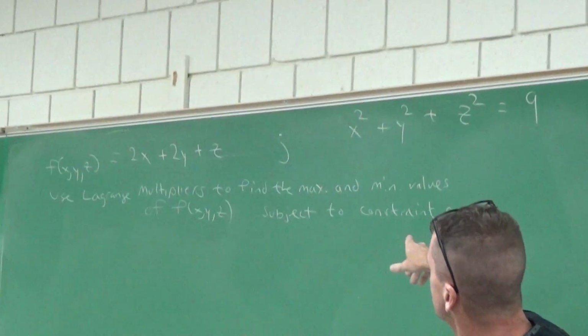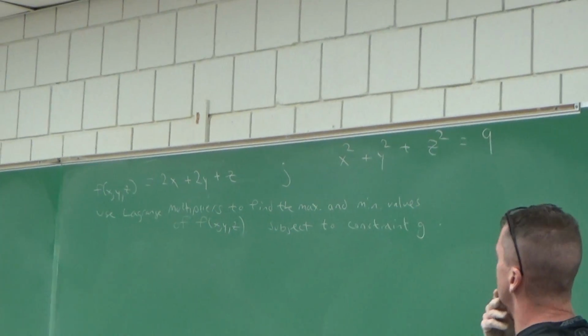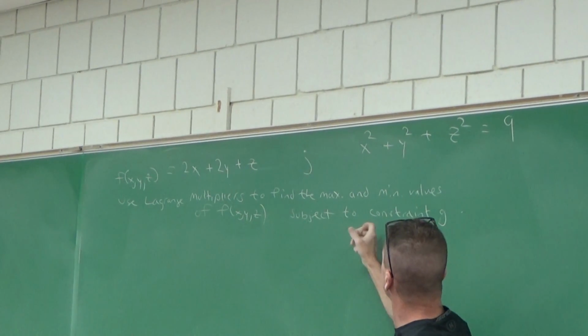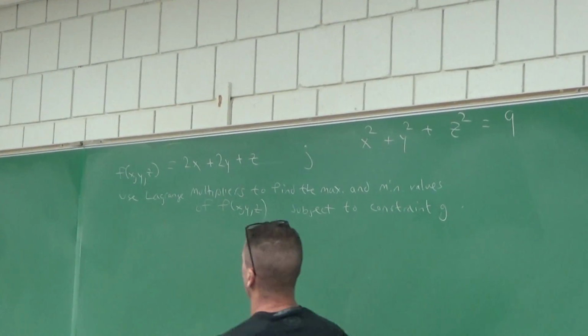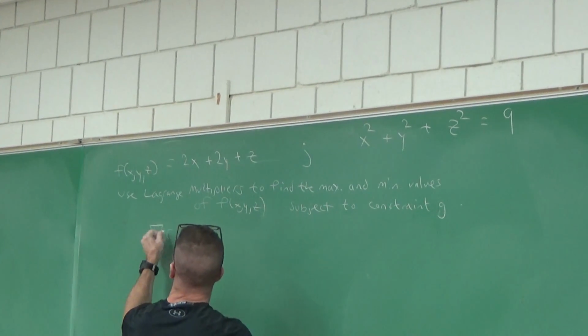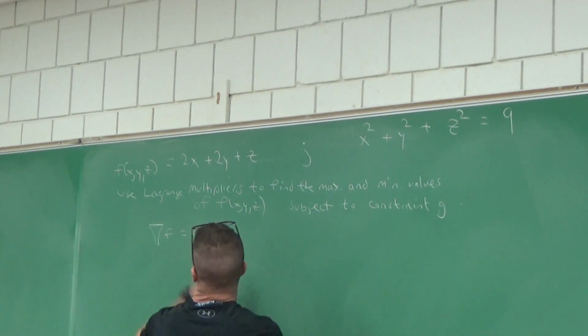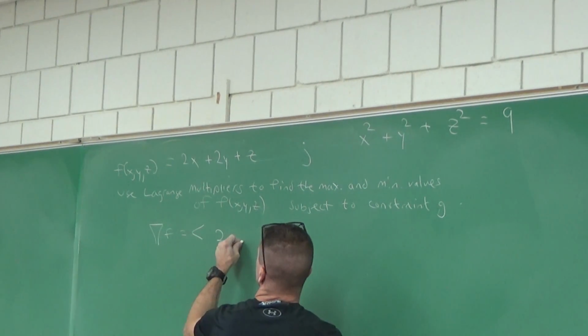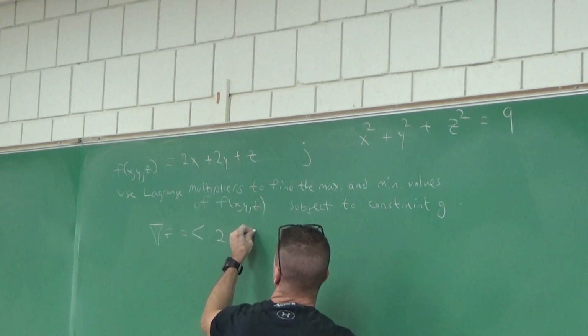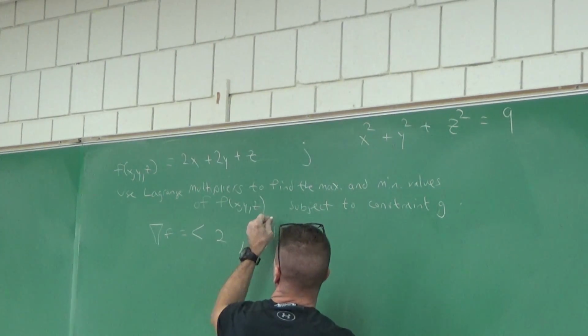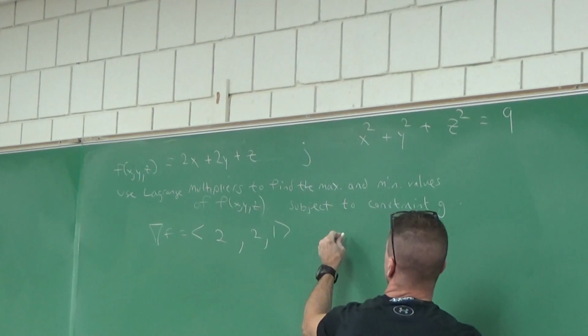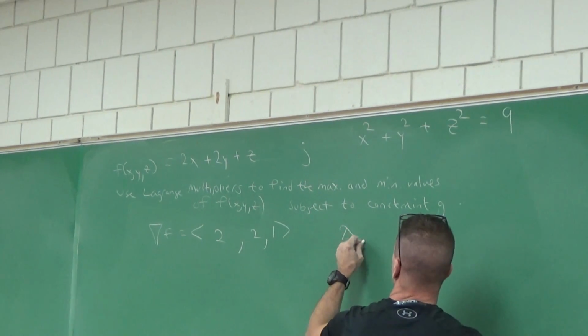Alright, so we're going to use Lagrange multipliers to find the maximum values of the function of x, y, and z subject to constraint g. So I'll start by getting del f, and del f will be just partial with respect to x is 2, partial with respect to y is 2, and partial with respect to z is 1. And now I'll do lambda del g.